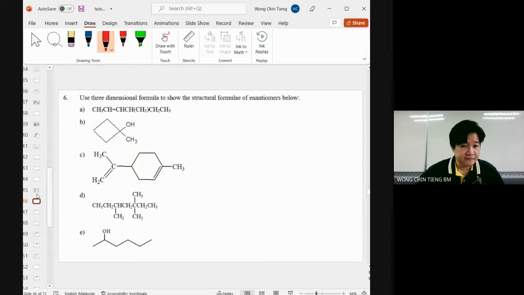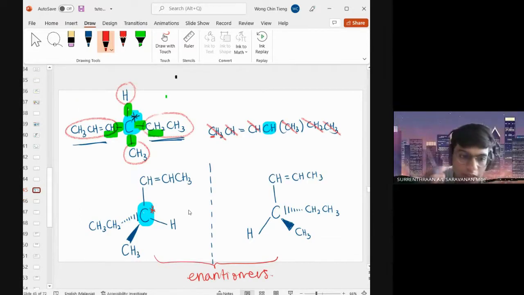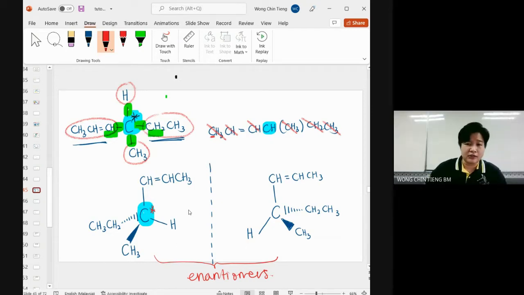Ada soalan? Boleh lukis? The chirality center, no need to label for both. Either one will do. You can label both, it's not wrong. Label dua-dua pun tak salah. Okay? It's an asterisk by the way, it's not a cross. Bukan cross ya, it's an asterisk. It's a universal symbol, so get that right. Okay?